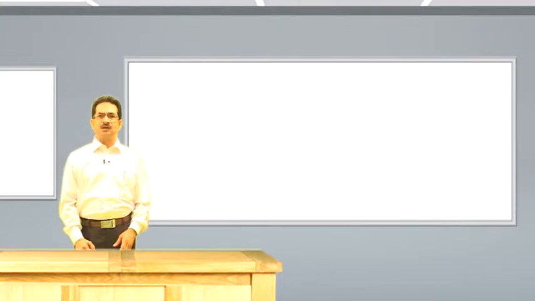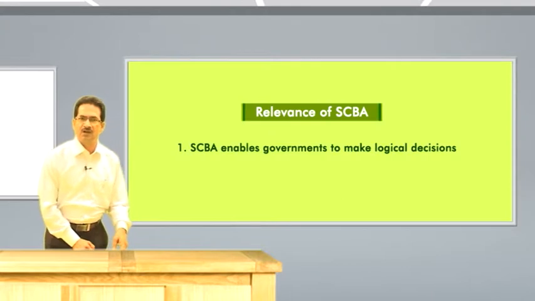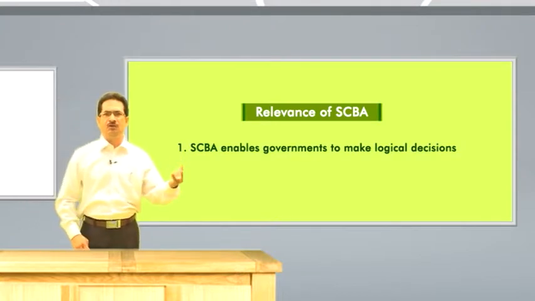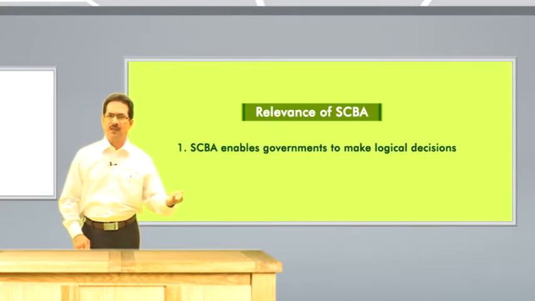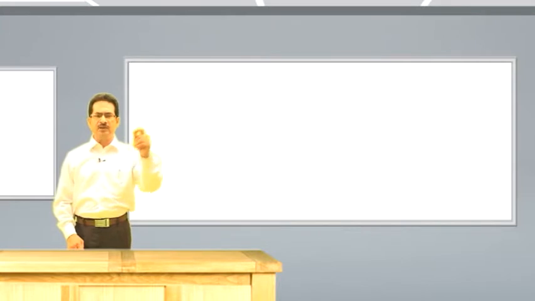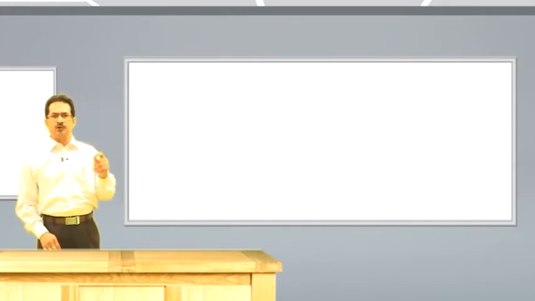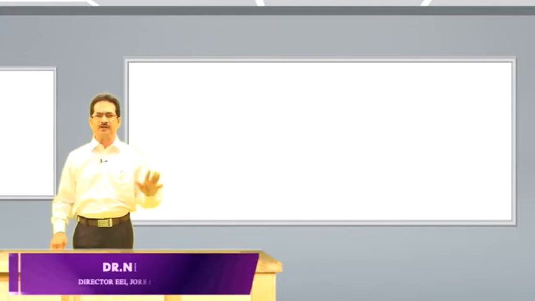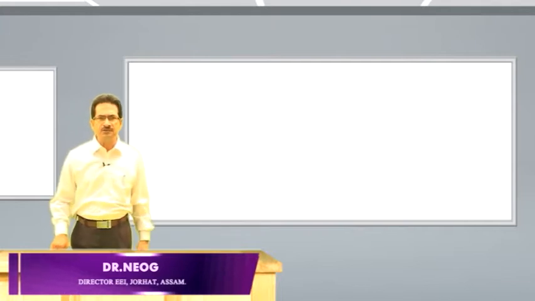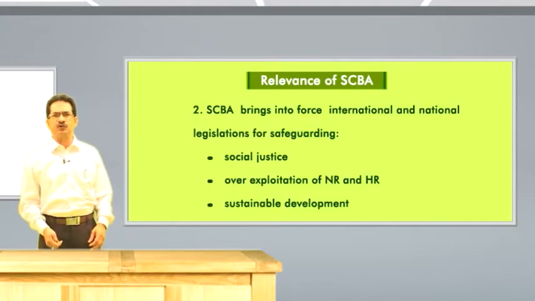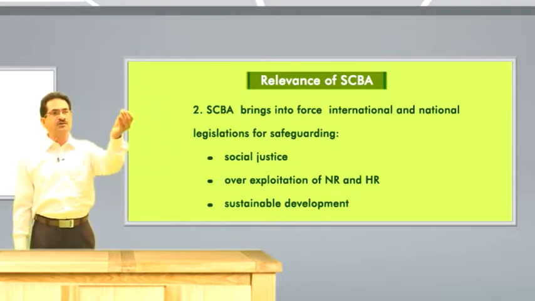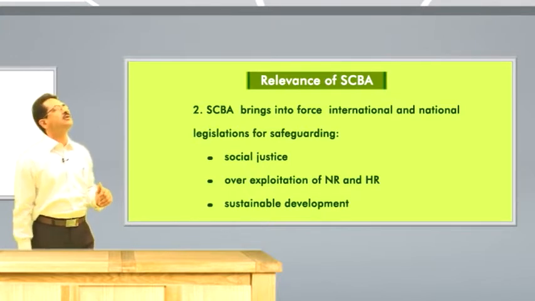Now, the relevance of social cost benefit analysis is tremendous. It enables government to make logical decisions so that a project benefits all the stakeholders rationally, not just a few people or a group or a section, so that a project leads to sustainable development of human civilization, so that projects' social costs remain minimum while social benefit is maximum, so that projects' social costs are buffered or reimbursed adequately through proper measures. Social cost benefit analysis brings into force international and national legislations for safeguarding social justice, preventing over-exploitation of natural resources and human resources, and ensuring sustainable development.